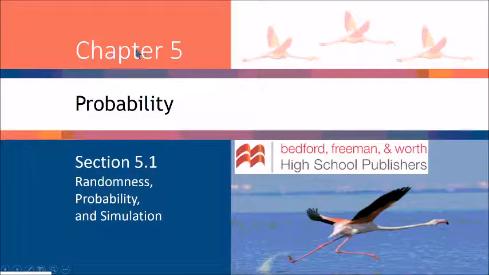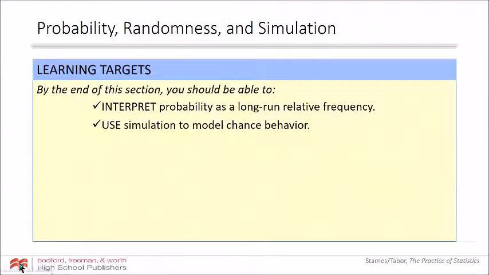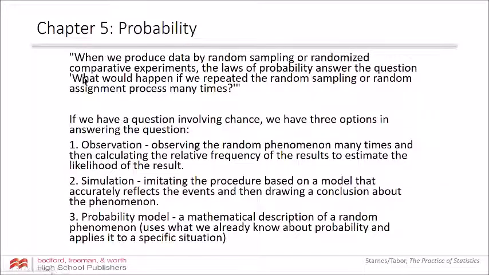So again, chapter 5 is called probability, and then section 5.1, which is what we're going to talk about today, is randomness, probability, and we're going to focus on simulation. So our goals are going to be to interpret probability as a long-run relative frequency and use simulation to model chance behavior. So here's just our little introduction to the chapter.